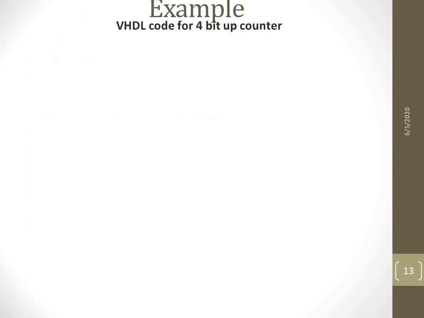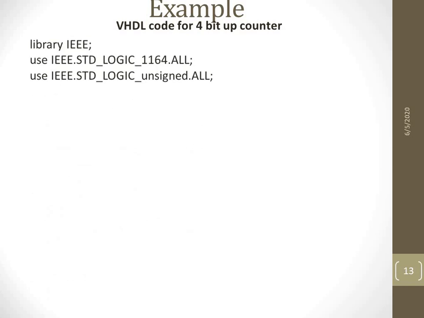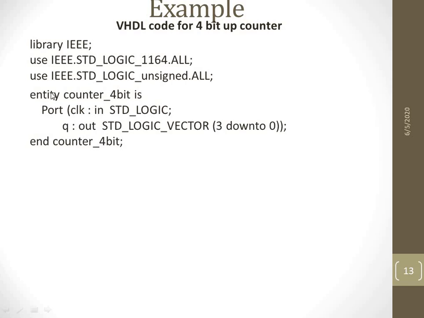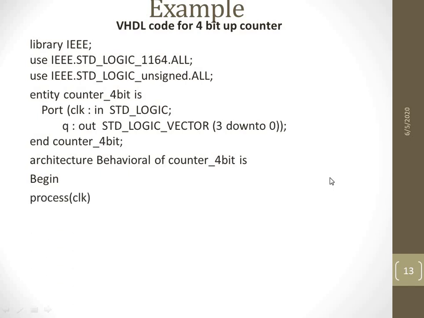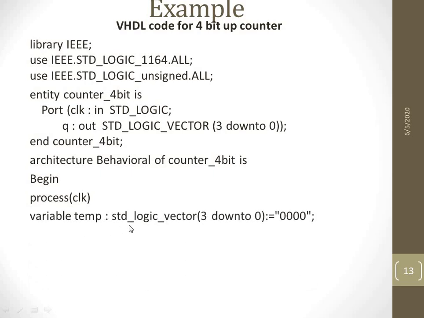Next we'll see the VHDL program for a 4-bit up counter. Libraries are to be declared, packages are to be declared, and the entity has just clock as input and Q as output, which is 4-bit, 3 down to 0. Architecture name of entity name is begin. Process, within the process the sensitivity list is taken as only clock, and a temporary variable is taken, which is again of std logic vector 3 down to 0, and initially it is initialized to all zeros.